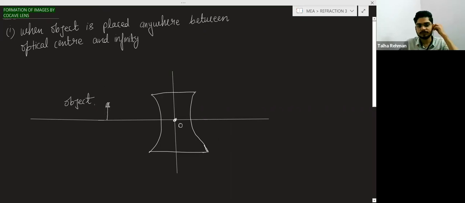And we know that the object is a source of light. So this object will give the light.